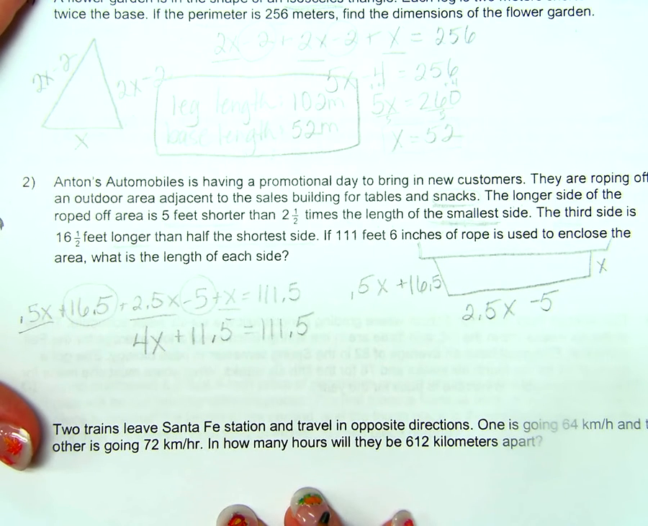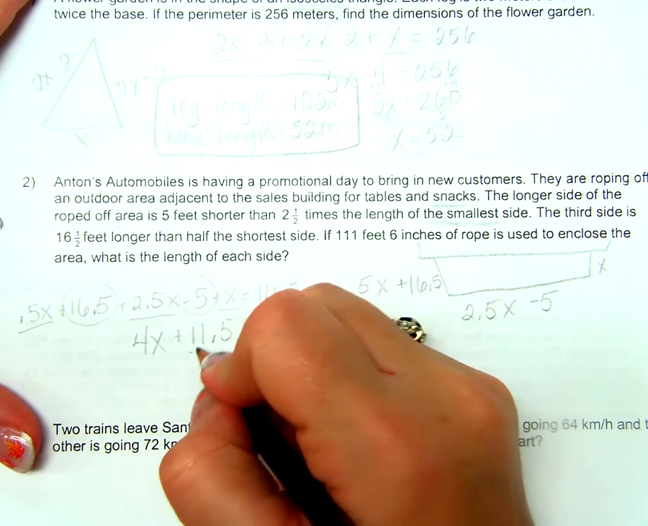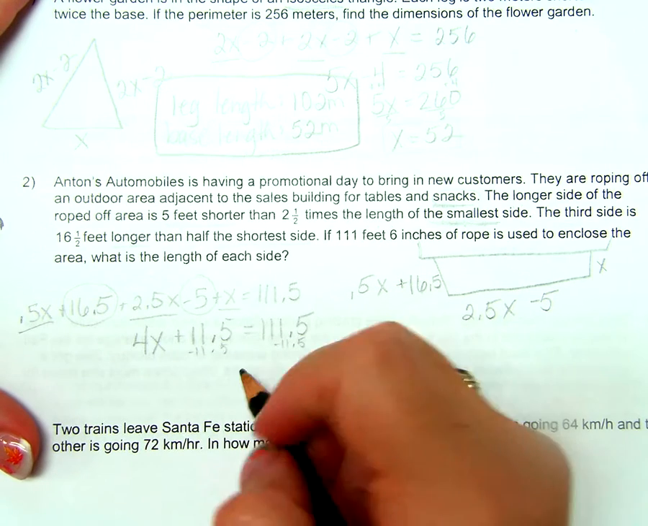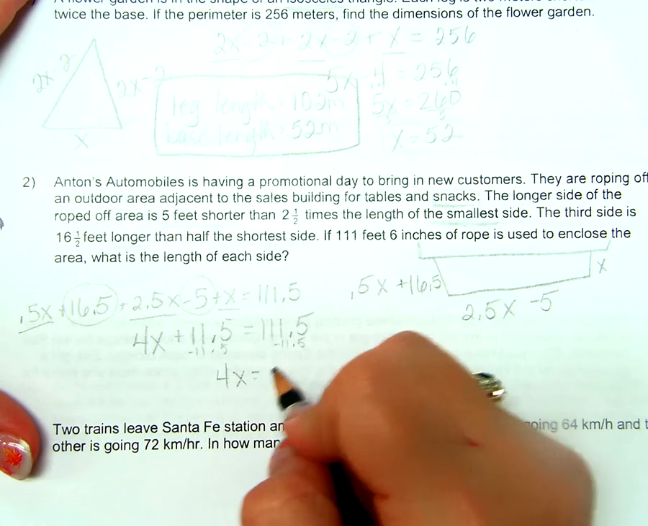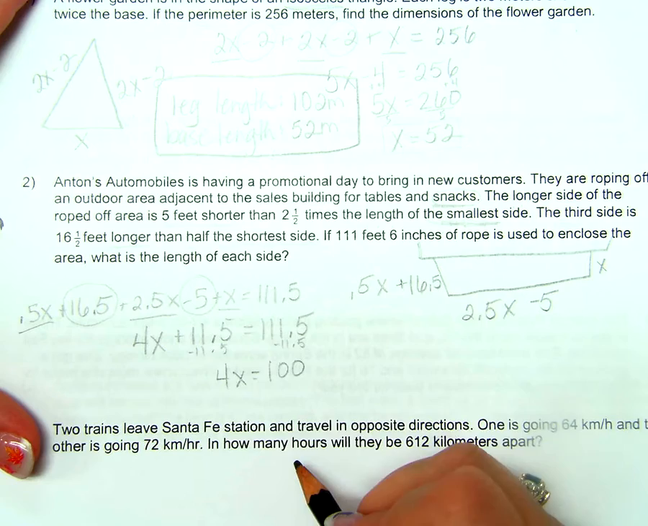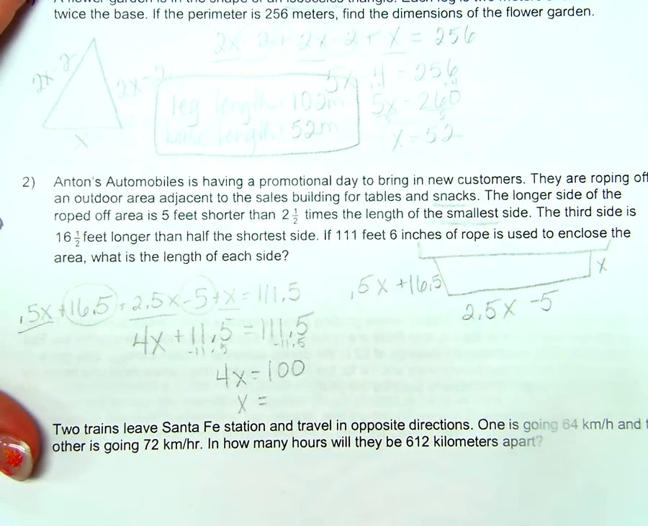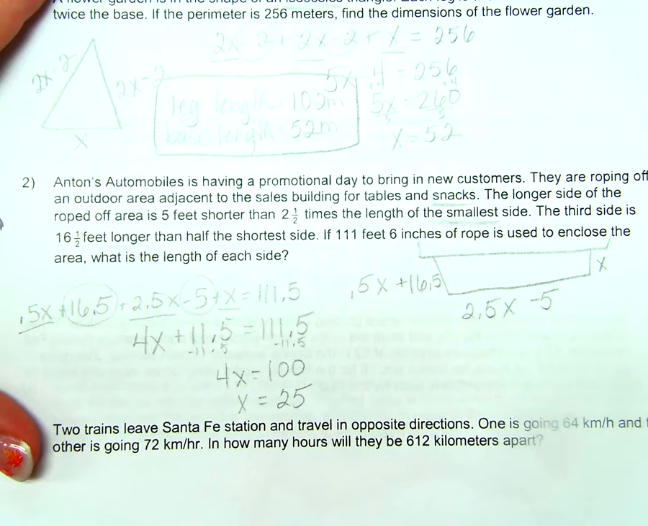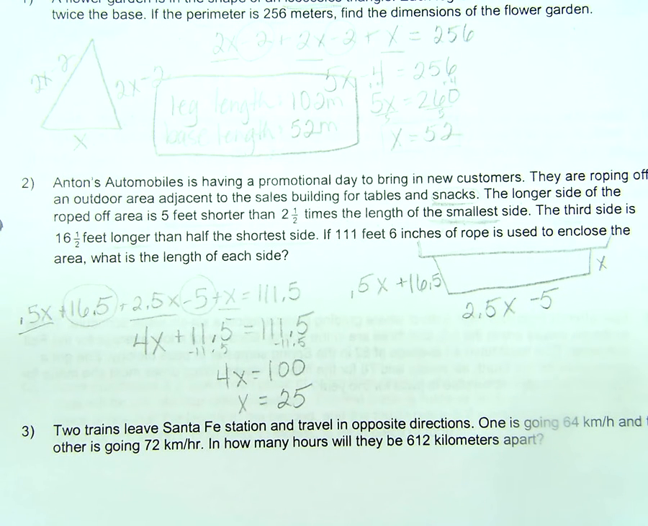Whoa. So if I subtract, for the people that need the baby steps, I'm still going to write them for another little while, okay? Close, but not really. 25. Okay, so that's the answer. It's not, but I got x equals 25. I got to find the sides, right?